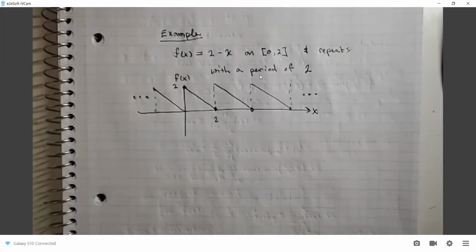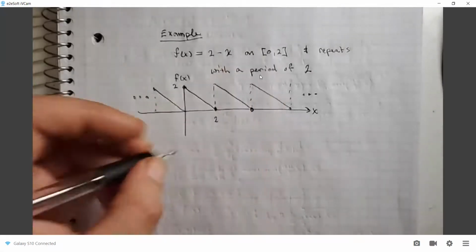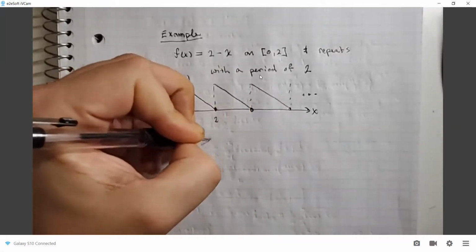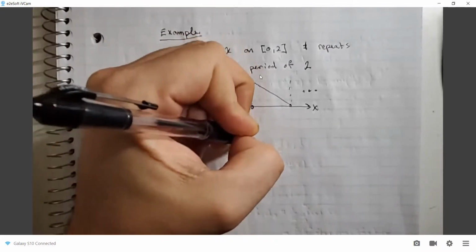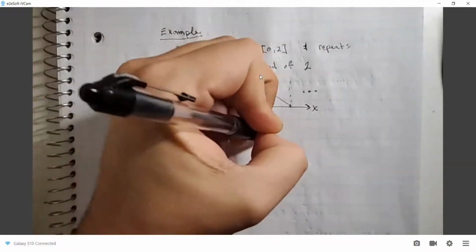Okay, what's the L for this one? So the L that goes in all of those formulas. 1. Yeah, so the period is 2. And so L equals 1, just like half the period.